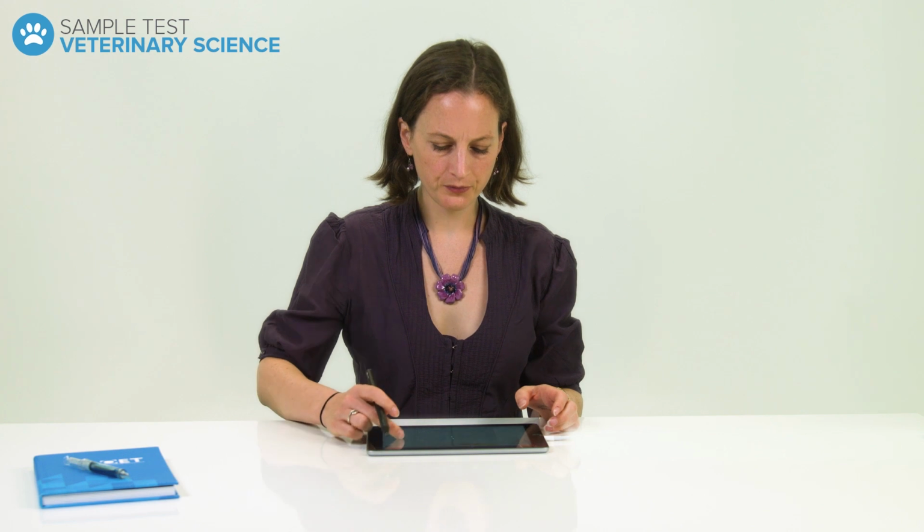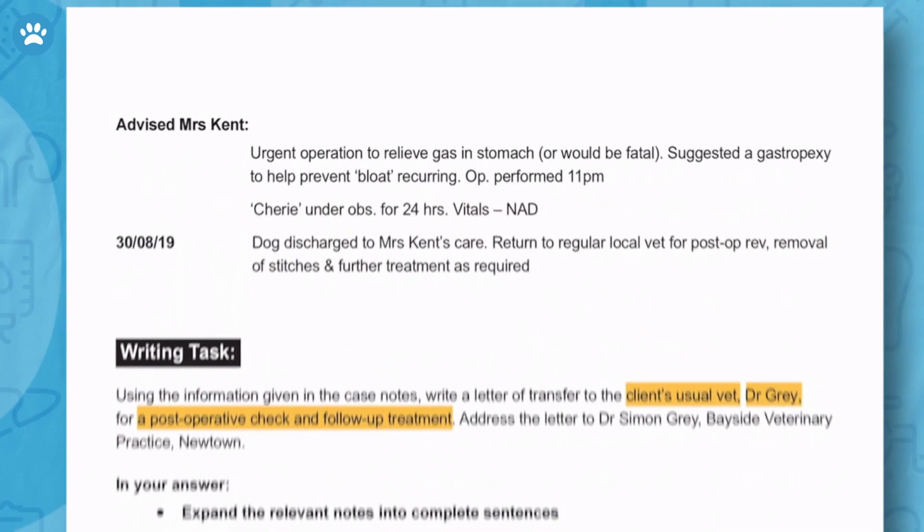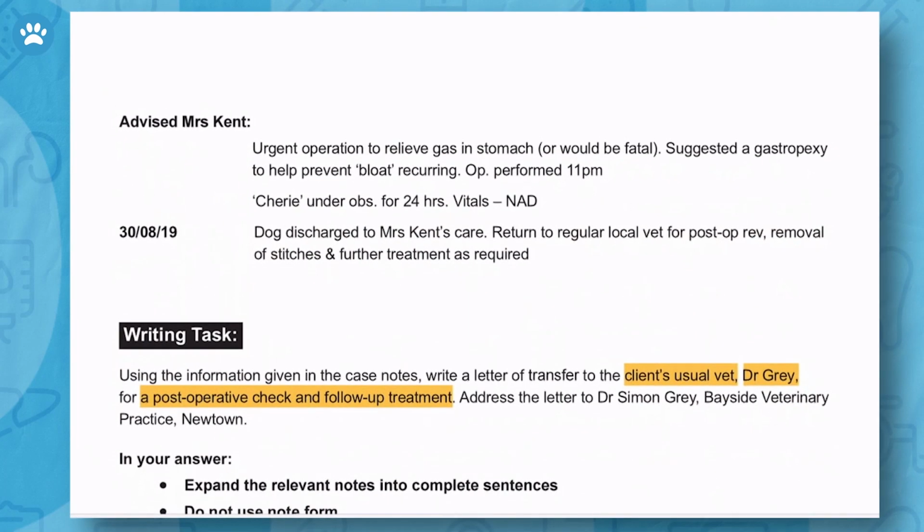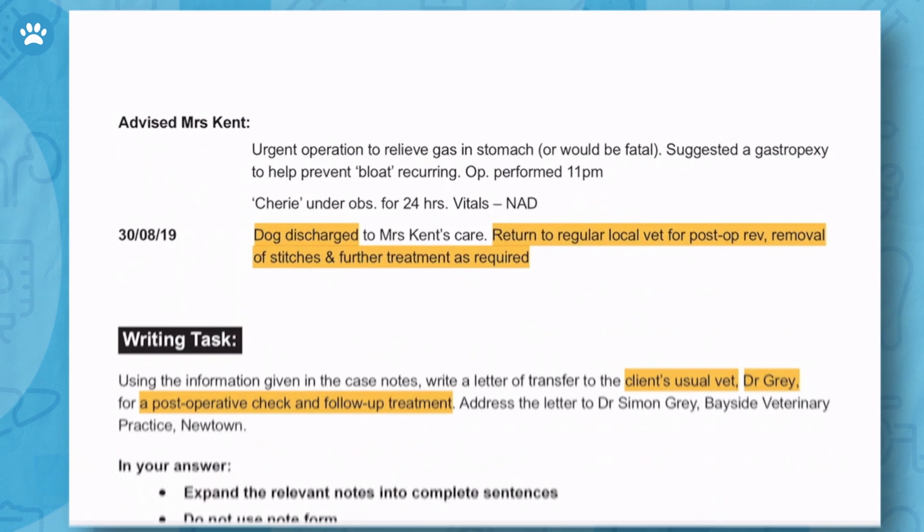Before I start reading the case notes from the beginning, I want to make sure I have completely understood the reason for writing the letter. So another good place to check for any detail about this is the last information in the case notes. From here, I can see that the dog has been discharged and that the owner will return to the regular vet for a post-operative review, removal of stitches and further treatment.